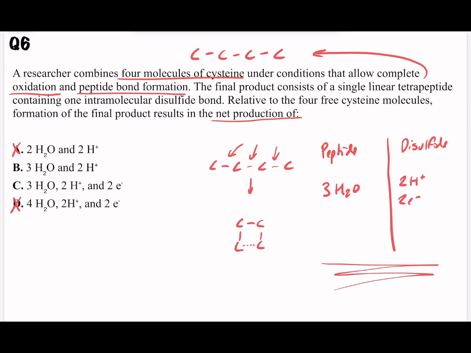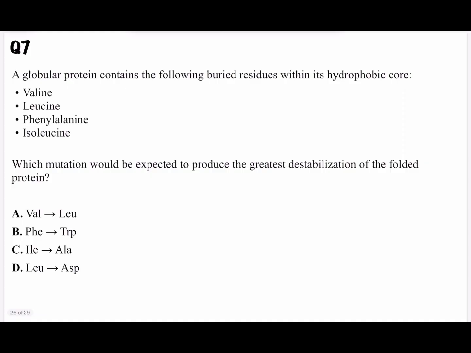Now looking at answer choices B and C, they say 3 waters, 3 waters. Okay, that's the same. 2 hydrogens, 2 hydrogens, that's the same. The only difference is that C says we're making 2 electrons and B doesn't have that. Like I said, when you're making a disulfide bond, this is an oxidation reaction, which is hinted at right here. Something is being oxidized, which means electrons are being lost, so electrons should end up on the product side of the reaction. That's the reason why C is the correct answer. We need to see those electrons because this is the result of an oxidation reaction.